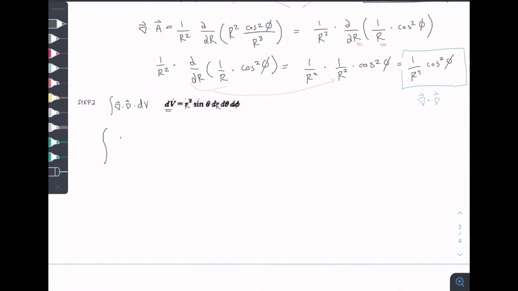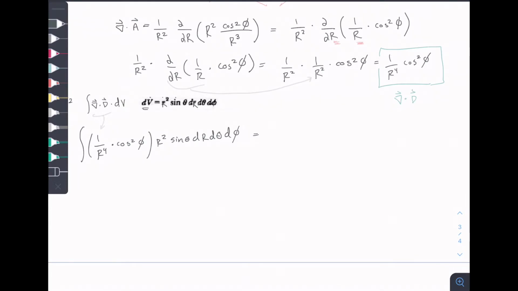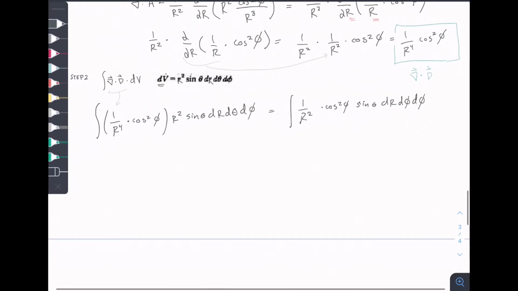Okay, so 1 over r to the 4th. We're plugging in this del dot D. So 1 over r to the 4th multiplied by cosine squared phi, and then our dV, r squared sine of theta dr d theta d phi. We're going to group our r squared terms, so we're going to end up with 1 over r squared times cosine squared phi sine of theta dr d theta d phi. Next, we're going to group our like terms.